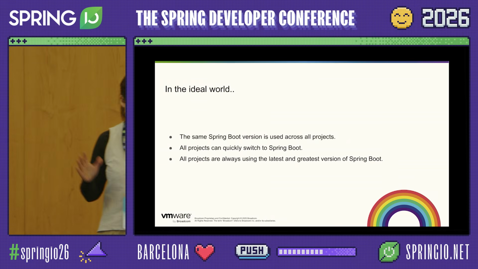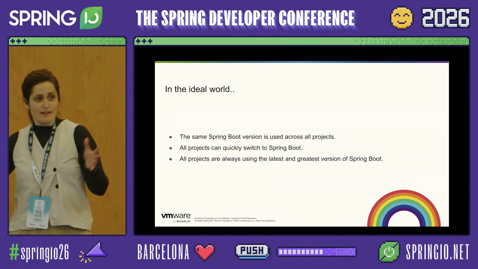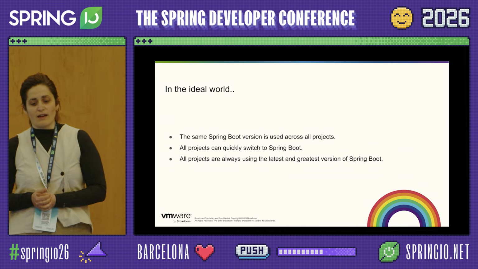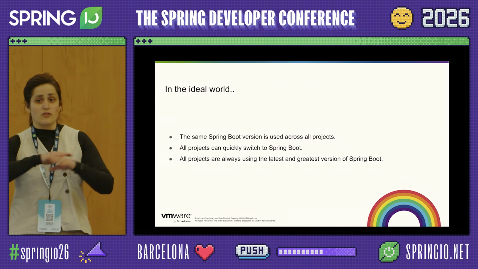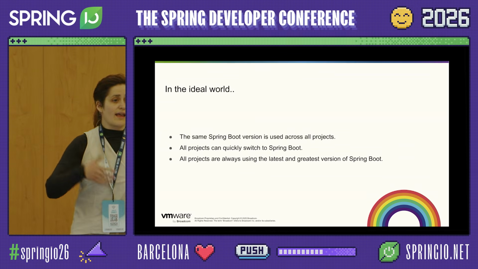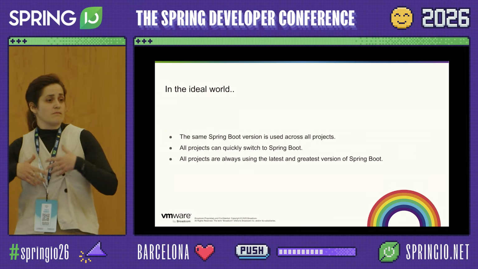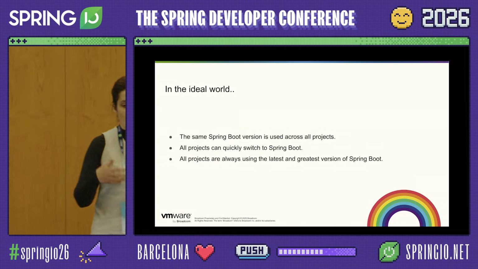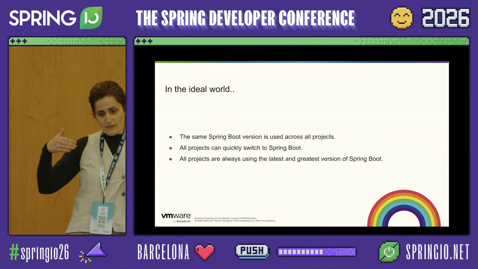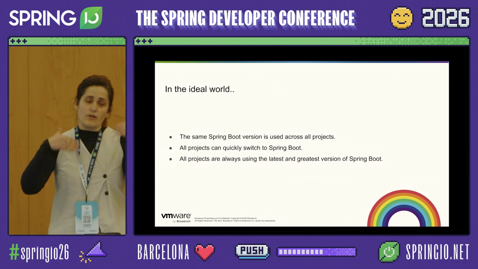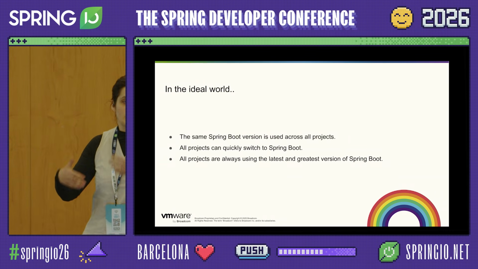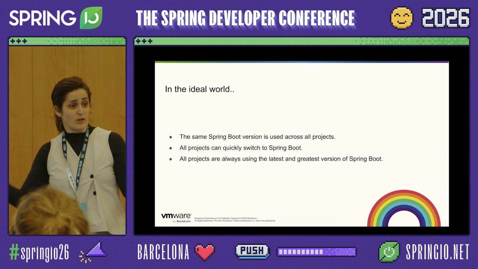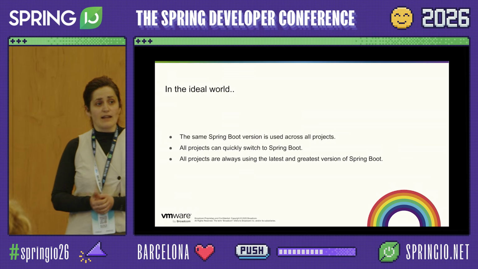And we all see the ideal world. We all see the dream, right? Standardization basically means, in case you are using Spring, that the same Spring Boot version is used across all your projects. And every time there is a new version of Spring, all projects are upgraded. And finally, all projects can move quickly to Spring, no matter what the original technology is. It doesn't matter if it's JAX-RS or if it's a COBOL application or whatever legacy language you are using.